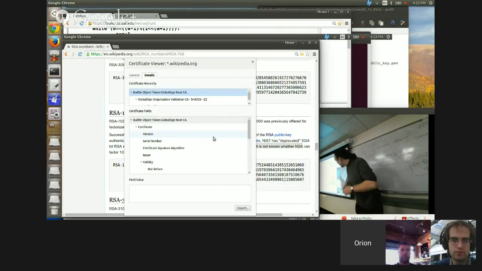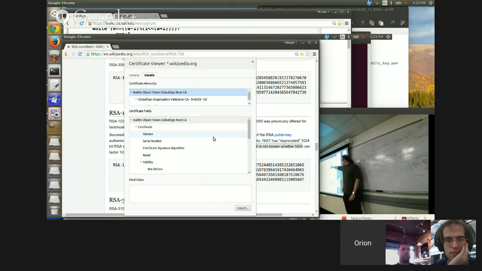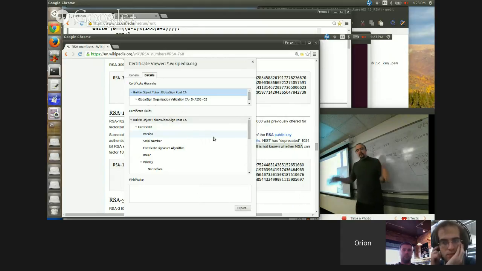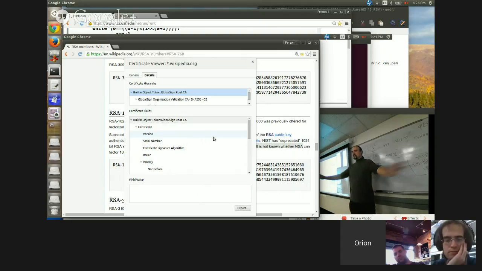The really scary part is it's actually kind of hard to tell how many of these root keys there are, because pretty much every web browser accepts literally 100 root certificates. They're like, well, certainly none of these 100 organizations actually want to.